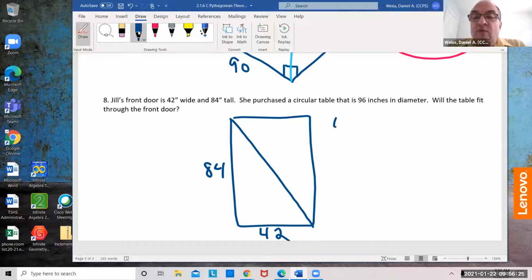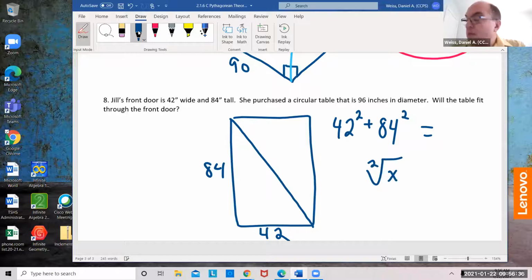So we got to do 42 squared, plus 84 squared, hit equals, and then take the square root. So if we do 42, hit x squared, plus 84, hit x squared, hit equals, and hit square root, and you get 93.91.